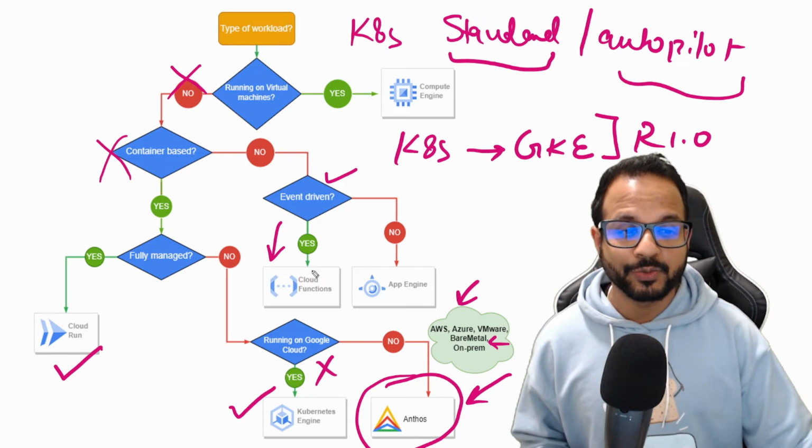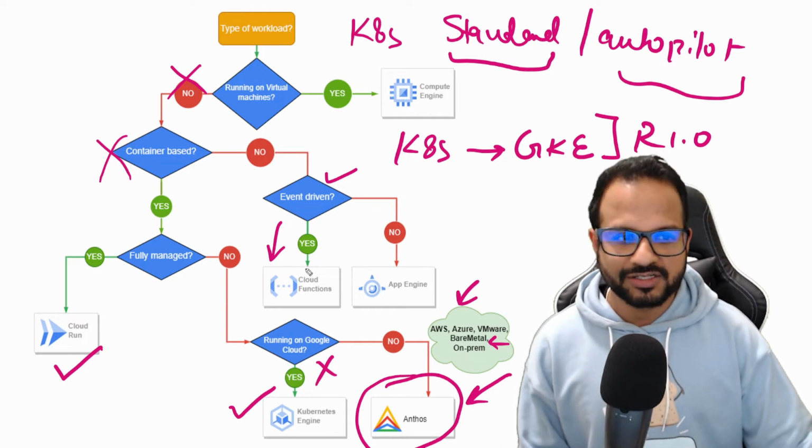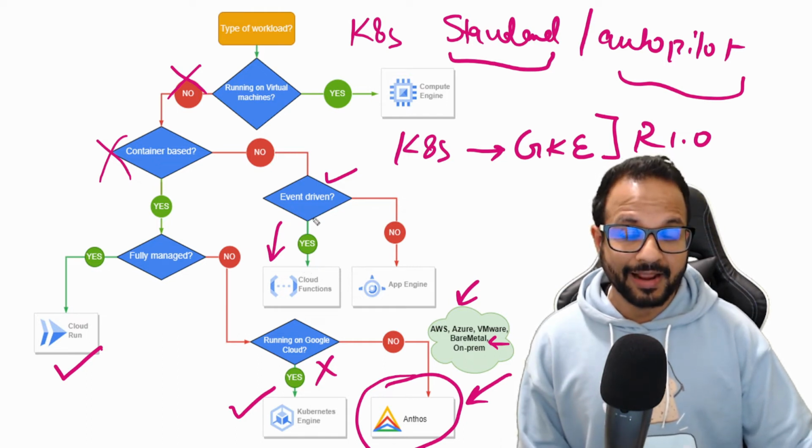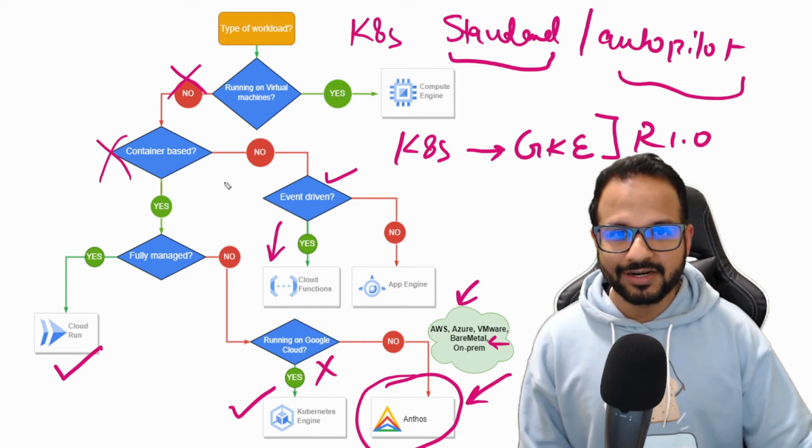So whenever you execute your code, whenever you invoke a Cloud Function, only those number of times you will be charged. If it is not event driven and if it is not container based, but you still want to have a serverless service which is fully managed by GCP, then you would use App Engine.